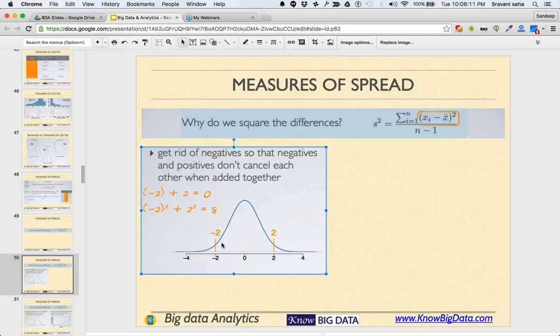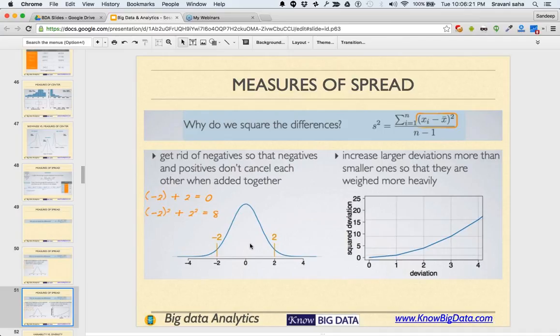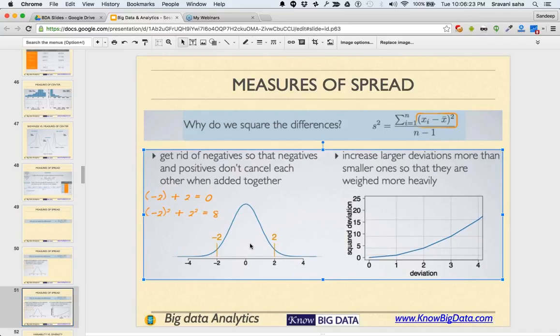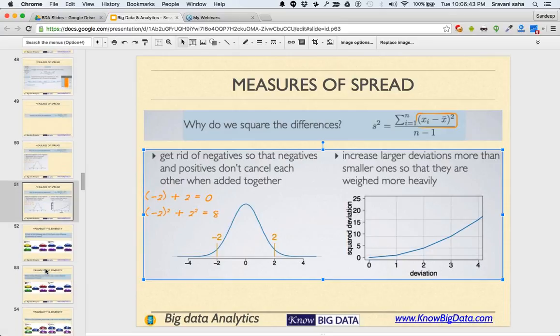So you can see this is another reason. We have already written an example. Squaring gets rid of negatives so that negatives and positives do not cancel out each other, and it increases larger deviations more than the smaller ones so that they are weighted more heavily. So as the difference increases, the standard deviation increases faster. Therefore it makes sense to square the differences.